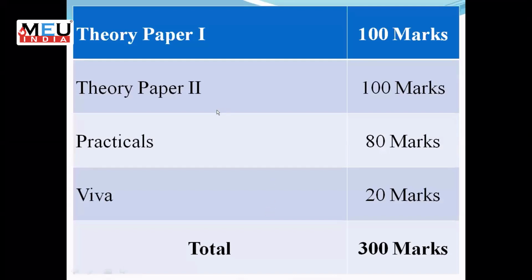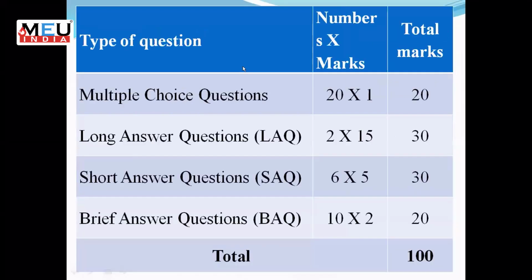So now coming on to the theory. Based on some deemed universities who have constructed their blueprint, this is the mark allocation they have given for theory. Papers 1 and 2, 100 marks each; practical 80 and Viva 20 marks.